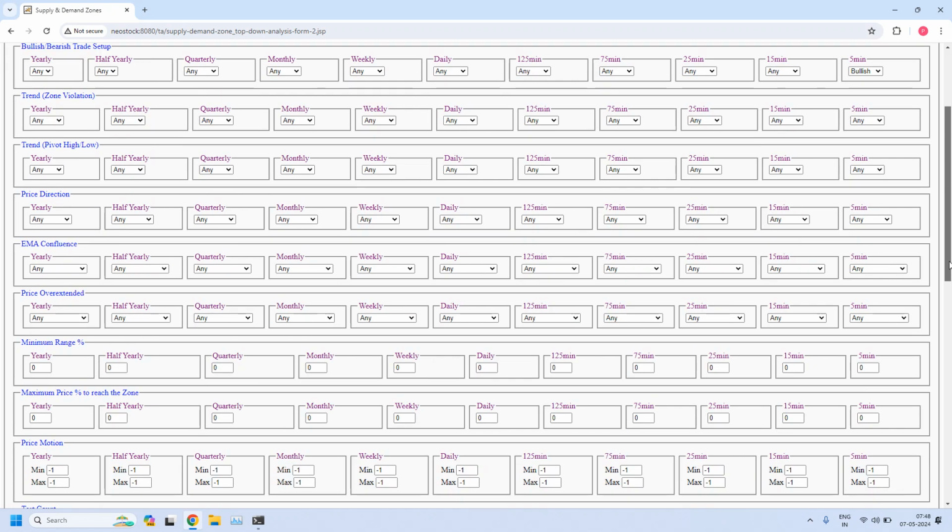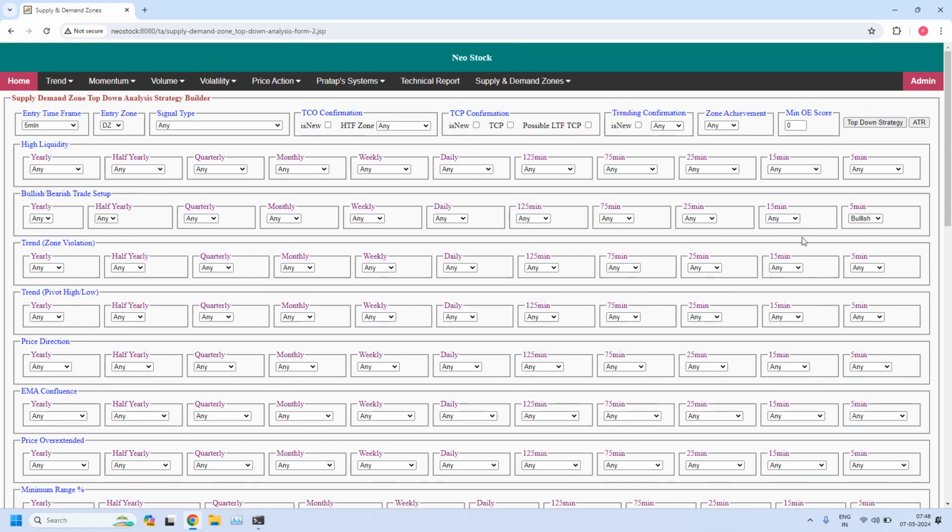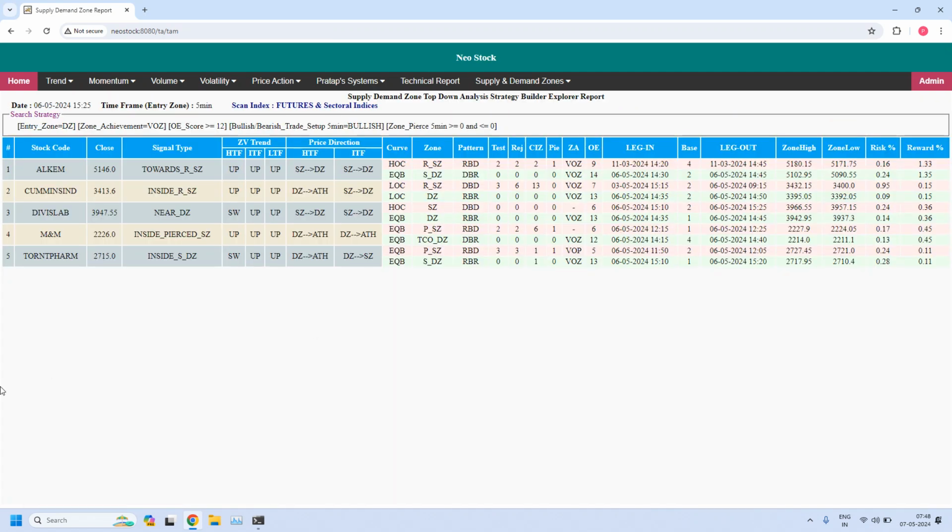The first filter, pierced count, this time for 5 minutes we are setting the minimum value 0, maximum value 0. And the zone achievement we are selecting VOZ, violated opposing zone, and minimum order enhancer score we are selecting 12. So with these filters, let us generate the report. So these 5 stocks are filtered. They are supporting bullish trade setup for hourly income trade.